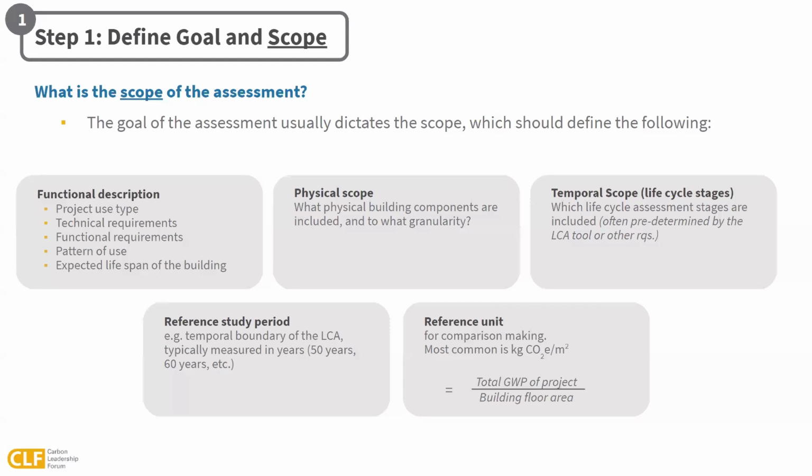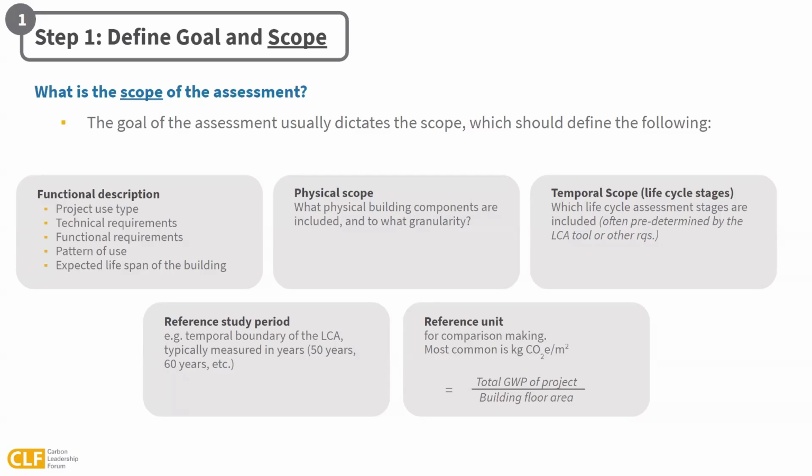So there's a functional description. What is it that is being assessed? What is the building type, its location, its technical requirements, patterns of use, etc.? What are all the things that make it unique? There's also physical scope. What physical building components or elements are actually included in an assessment?